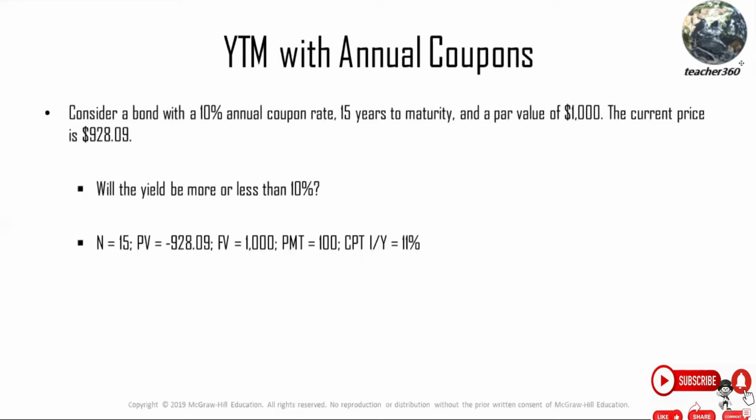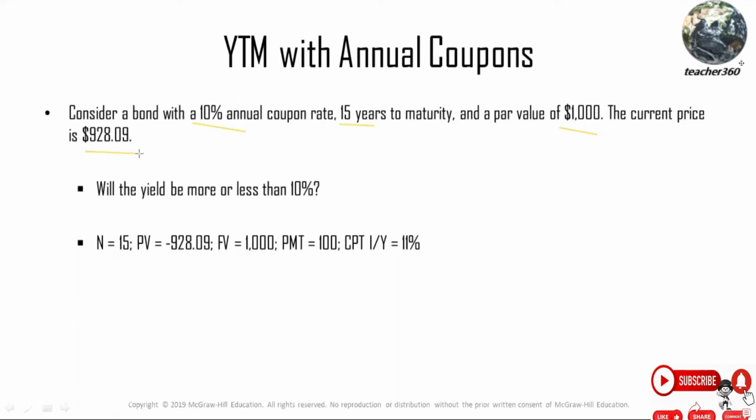YTM with annual coupons. Consider a bond with a 10% annual coupon rate, 15 years to maturity, and a par value of 1000. The current price is 928.09. So here your coupon rate is given, maturity period is given, par value or face value is given, and bond price is also given. Now we have to find out the YTM, and whether it is more or less than 10%.